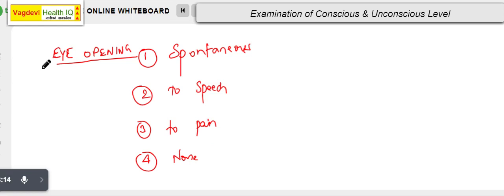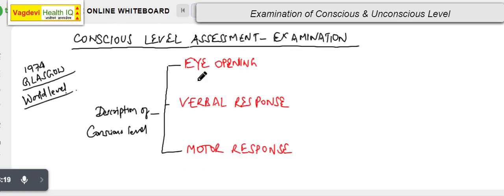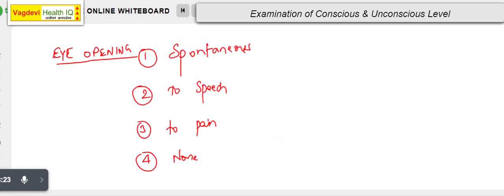You'll be starting with the three components: eye opening, verbal response, and motor response. In eye opening, how do you decide what is the stage? First is spontaneous. Suppose the name is Alex. The moment the patient comes, you say, Mr. Alex, you ask a bit loudly, Mr. Alex, Mr. Alex. If the eye is being opened spontaneously, then we will consider it the spontaneous part of the eye opening.